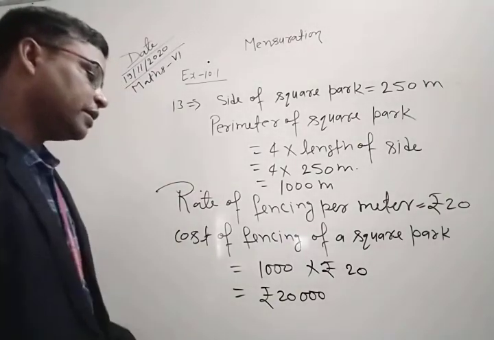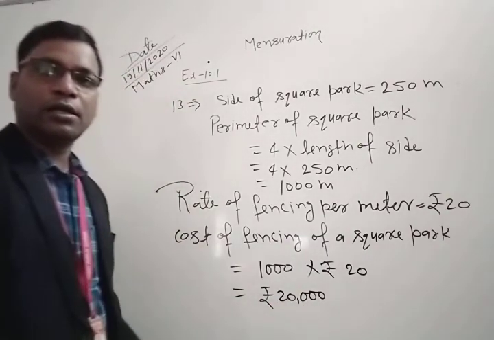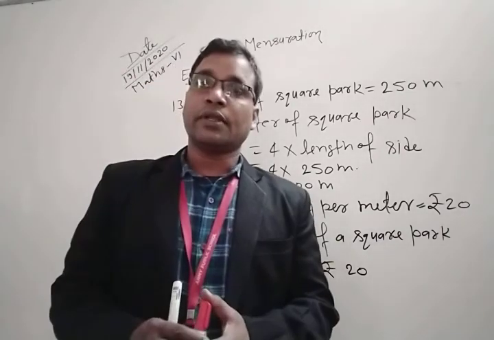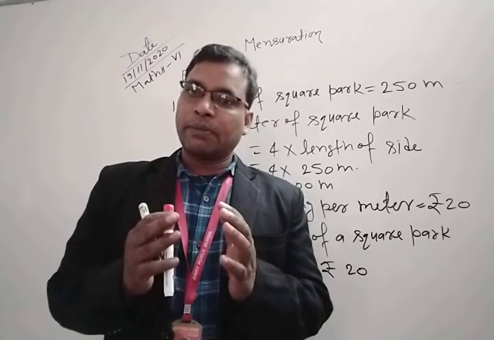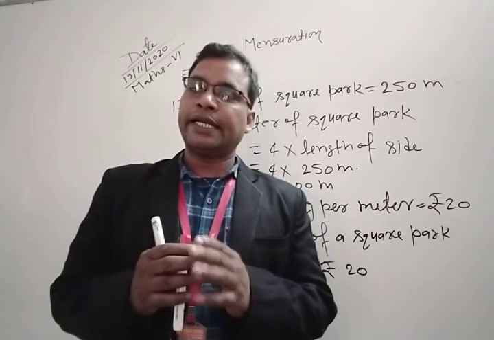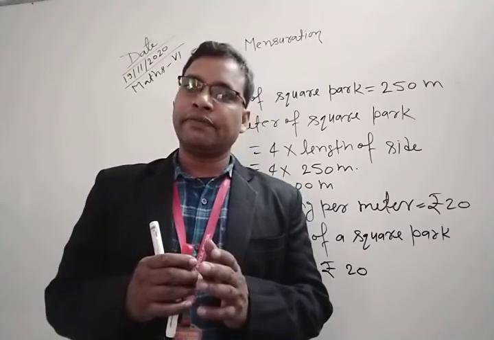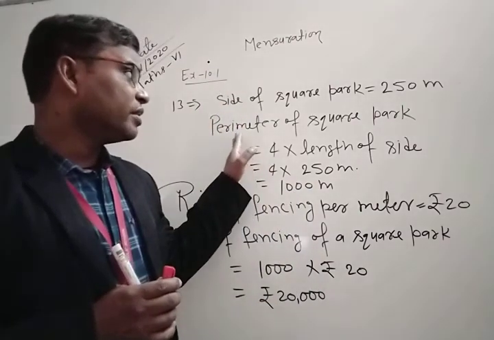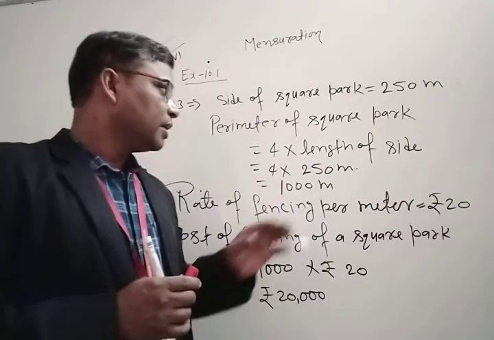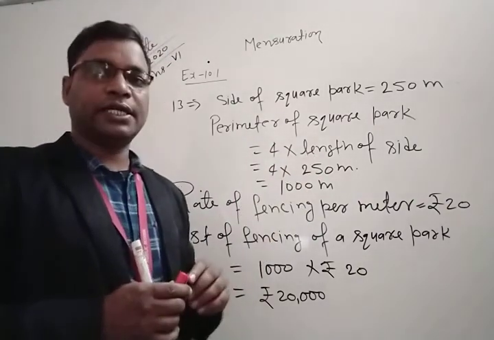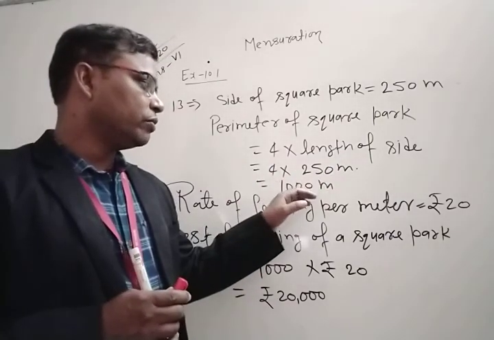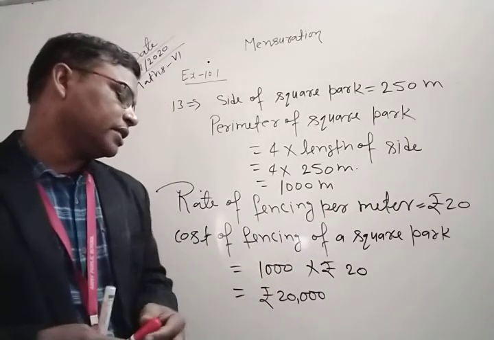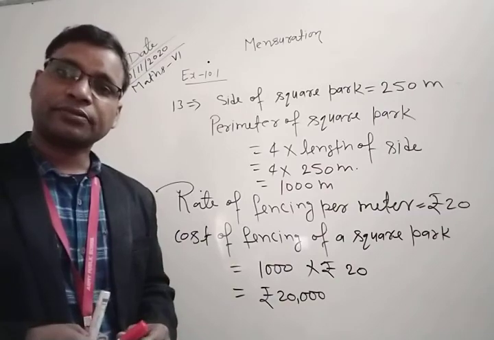Okay? Clear? So students, I hope all of you understood this question. In this question, the side of the square park is given here, 250 meters, and the rate of fencing is given here. What is the rate of fencing? 20 rupees per meter. Okay. So first we find the perimeter of the square park. What is the perimeter of the square park? Perimeter of the square park is 4 into the length of side. Okay. So 4 into 250 is equal to 1,000 meters. It is also given here, 20 rupees. So the cost of fencing of the square park is 1,000 into 20. This is equal to 20,000 rupees.